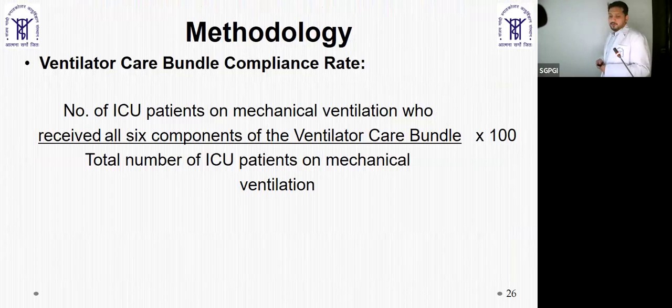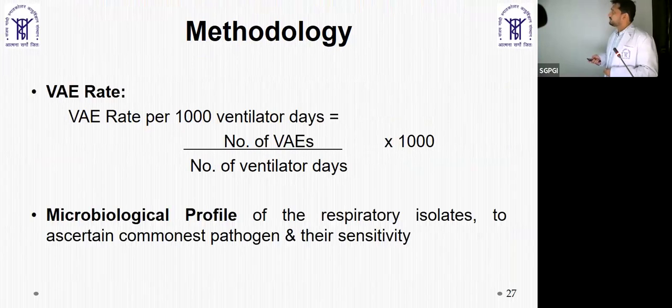With the calculation of a few rates: ventilator care bundle compliance rate, that is the total number of ICU patients on mechanical ventilation who received all 6 components of the ventilator care bundle upon the total number of ICU patients on mechanical ventilation, into 100. The VAE rate per 1000 ventilator days is the total number of VAEs upon the number of ventilator days, into 1000. Microbiological profile of the respiratory isolates to ascertain the commonest pathogen and their sensitivity was also done.